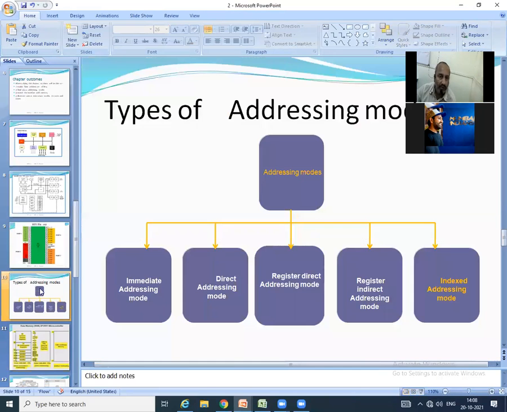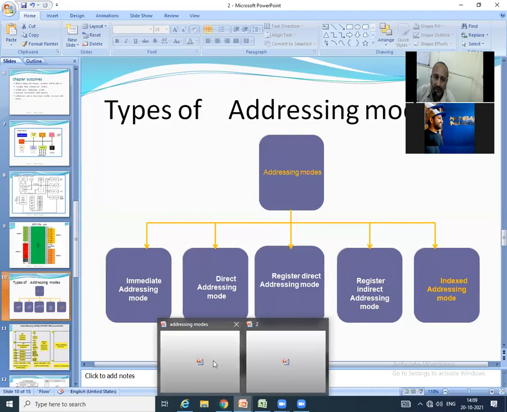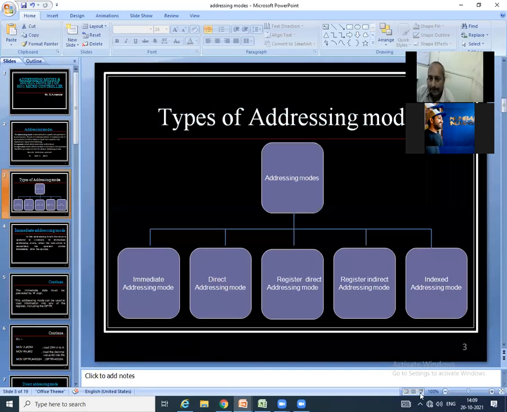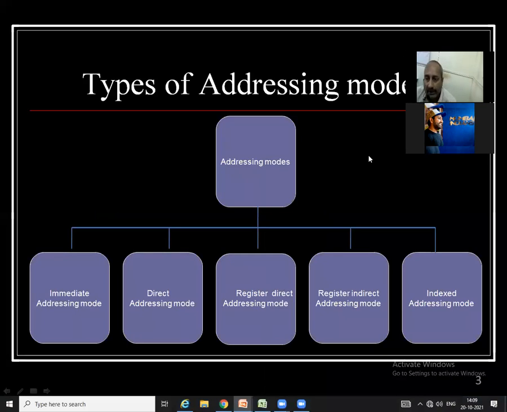Got it? So these are the few basic addressing modes available in the 8051. What is an addressing mode and what does it mean? It is bifurcated into 5 categories: immediate addressing mode, direct addressing mode, register direct addressing mode, register indirect addressing mode, and the last one, the indexed addressing mode. So these are the 5 addressing modes. Let us start with them in detail, one by one.